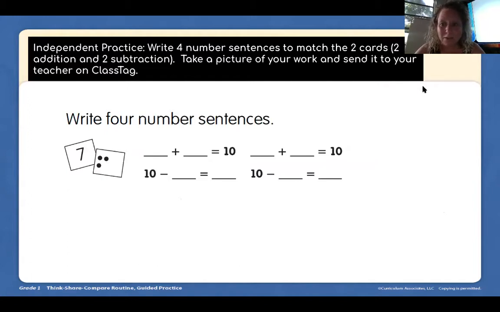This is one of your independent practice pages for today. Write 4 number sentences that match the 2 cards. 2 of your number sentences will be addition and 2 will be subtraction. Take a picture of your work and send it to your teacher on ClassTag. We will come back to this slide in a moment. I want to explain what else you're going to be working on.